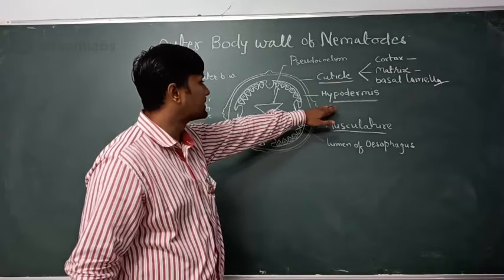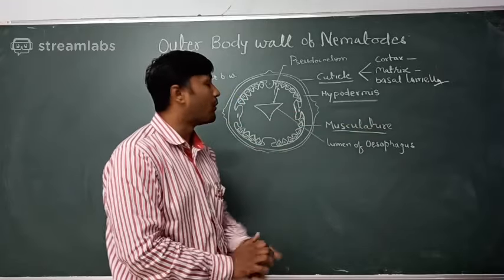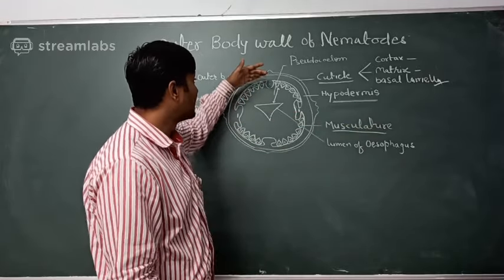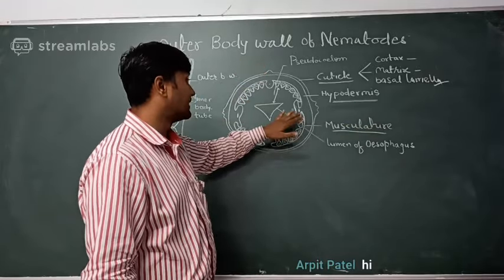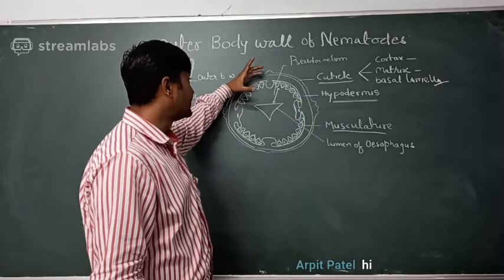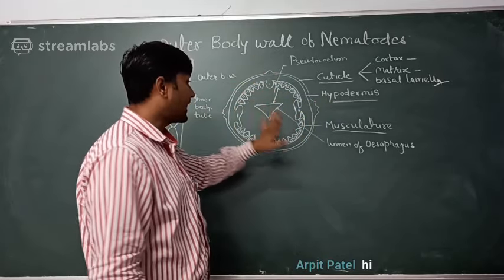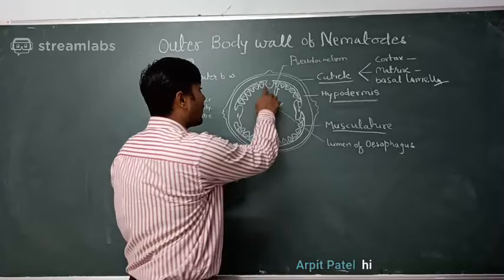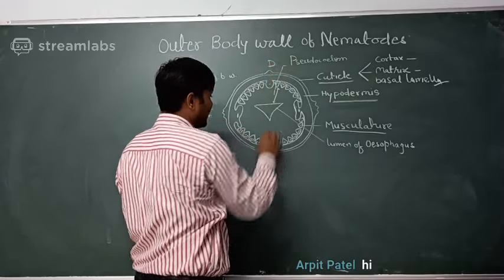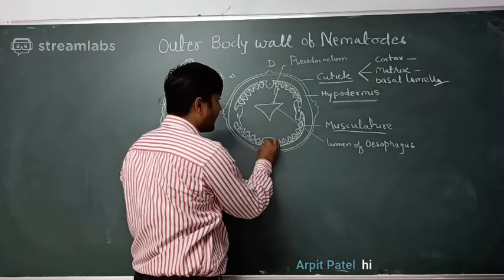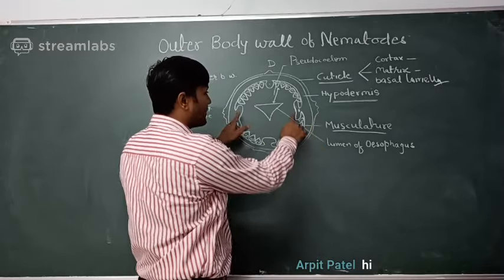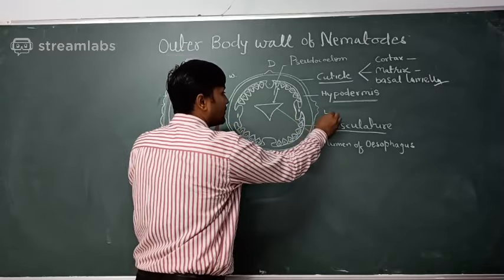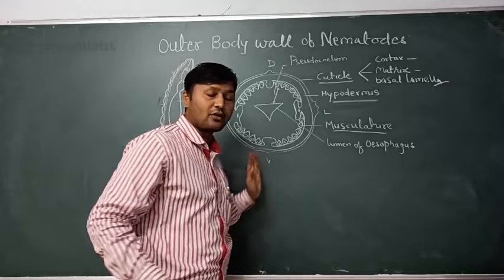Thereafter, the hypodermis. It is another important layer, the second outermost layer, and it is beneath the cuticle. It has 4 cords. One is the dorsal cord, another is the ventral cord, and 2 are more prominent, the lateral ones. 2 more prominent lateral cords are there.